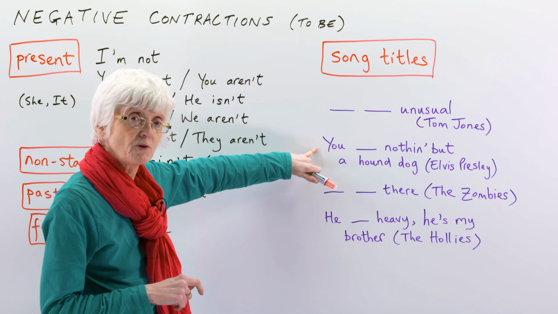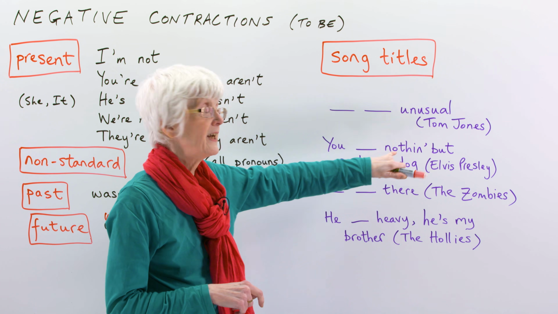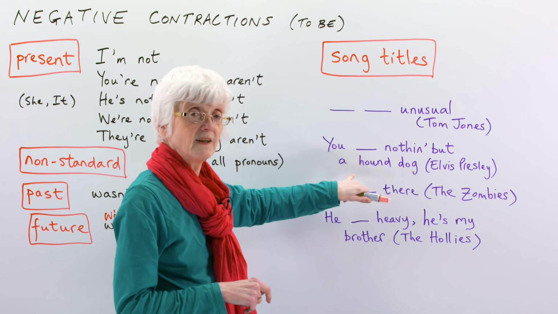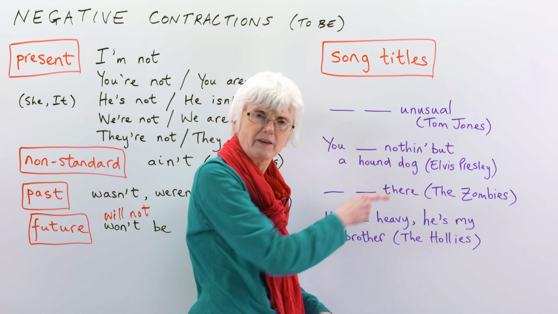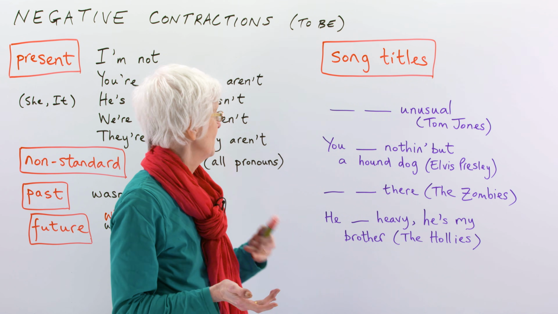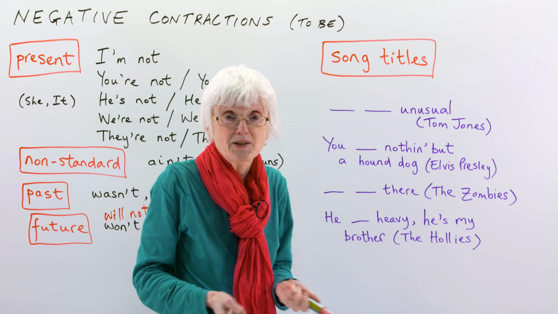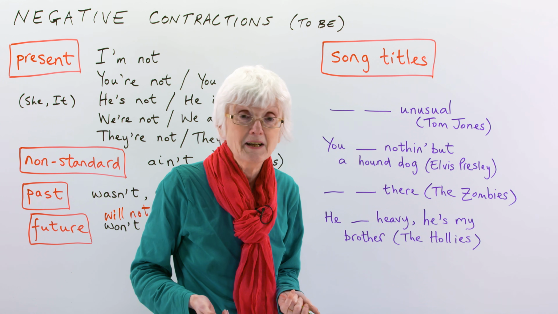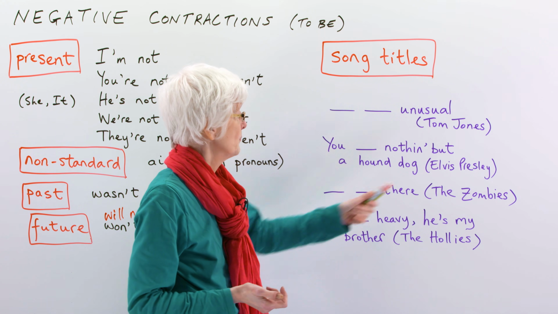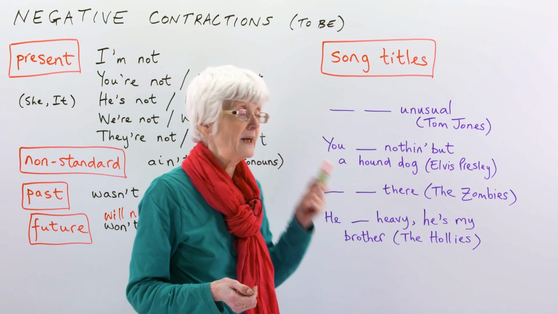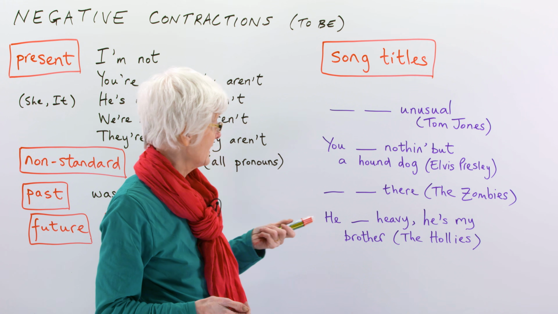So this one, I'm sure you've heard of this song. You, nothing but a hound dog. A hound and a dog, but it's the same thing. Why? What is a hound dog? It's just maybe a particular kind of dog, but hound and dog mean the same. But Elvis Presley, you've probably heard of. So if you want to think about what goes in the gap there.